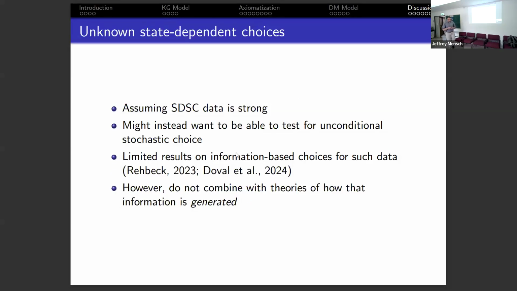Lastly, one additional natural avenue for extension, and this is something that people in this literature are concerned about, is the strong assumption needed on the data set in order to get the results. So we've assumed throughout that there is some state-dependent stochastic choice function, which the analyst has access to, and as a result has very detailed data on the choices of the decision maker, which is something that might not be so feasible to obtain in the data set.